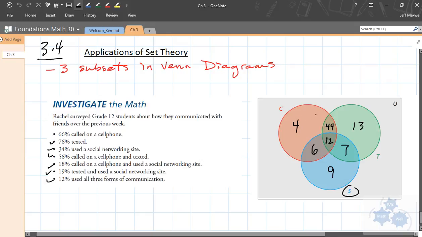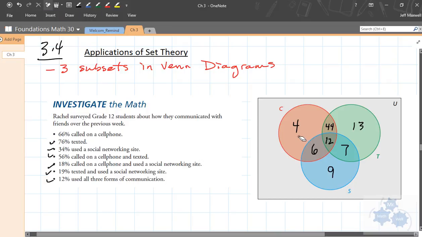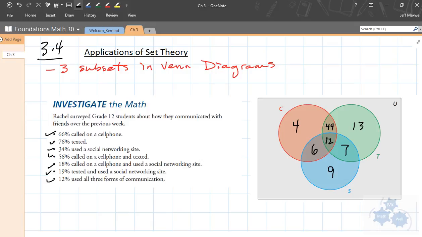So we can now answer a lot of questions regarding this situation, like the one I just answered. How many students only texted this week, did not use a cell phone to communicate with their friends, and did not use social networking sites? That's 13. Okay? All right? And of course, 6 would be the students that used cell phones and social networking sites but did not text. That's 6 right here. Okay? Do you have any questions about that right there? Okay.